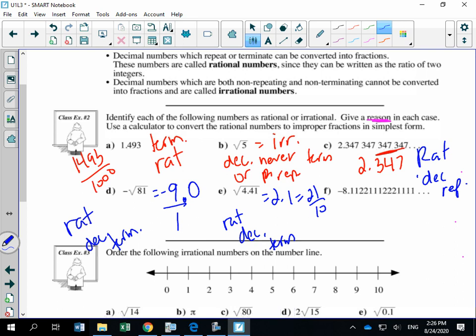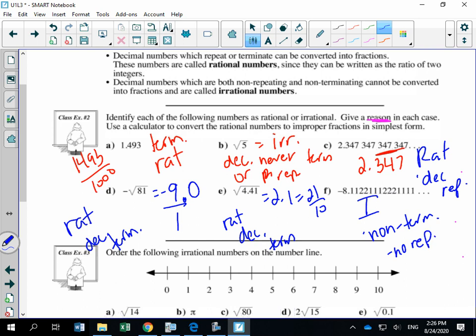This last guy, it's a little bit tricky. Negative 0.8, 1122, 111, 222, 1111, 22222. So there's a pattern, but it is not terminating, like it's going to go on forever, but there's no repeats in here. So this guy here would be irrational. And what are the 2 reasons? It is non-terminating, right? It goes on forever, and no repeats. There is a pattern, but there's no repeats.